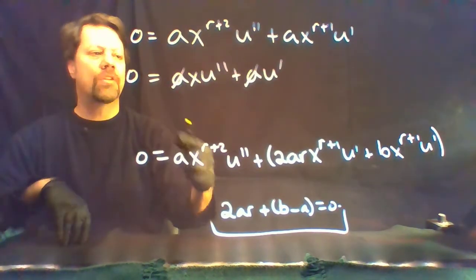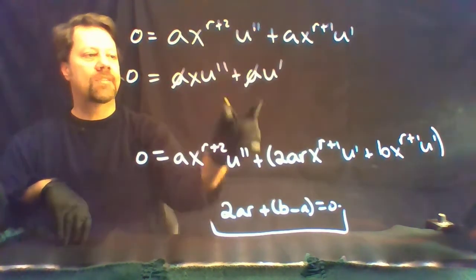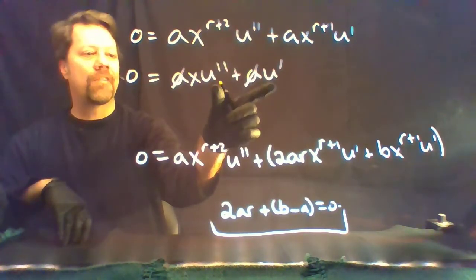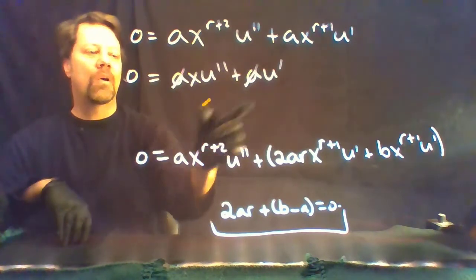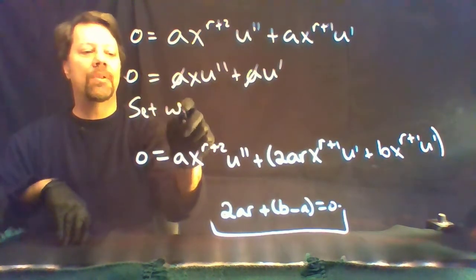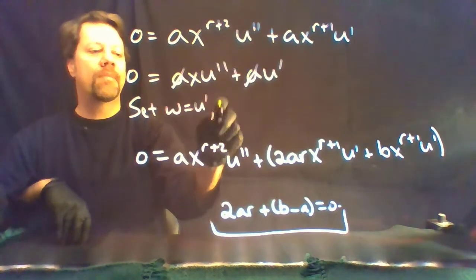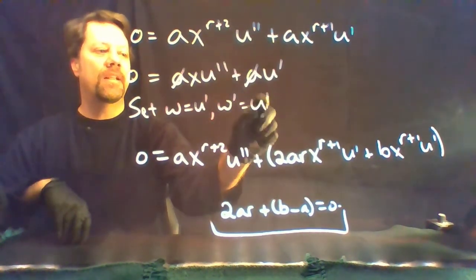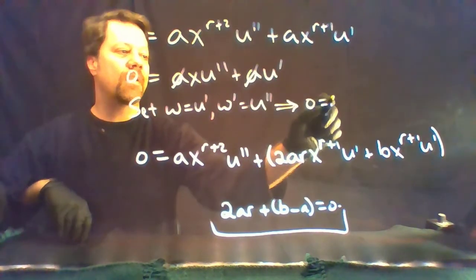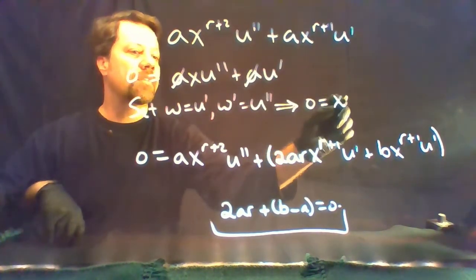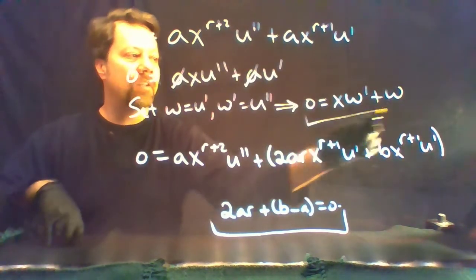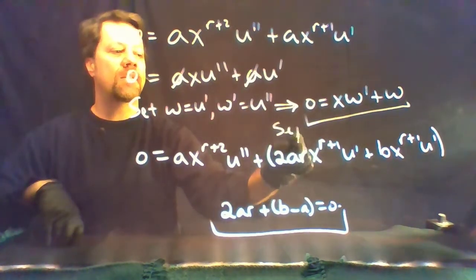The method of reduction of order follows like this. You always end up with an equation that does not involve u, only u prime and u double prime. At this point, you set w equal to u prime so that w prime is u double prime. These two imply then that 0 equals x w prime plus w. This equation is separable.